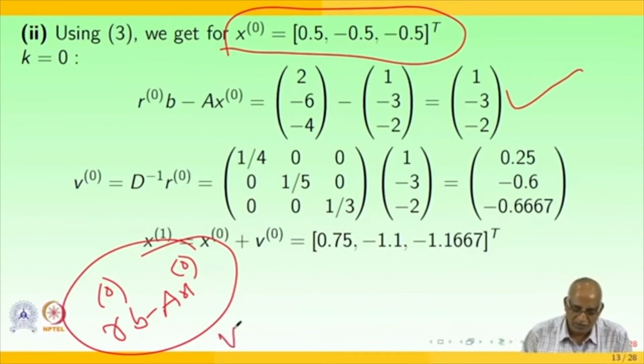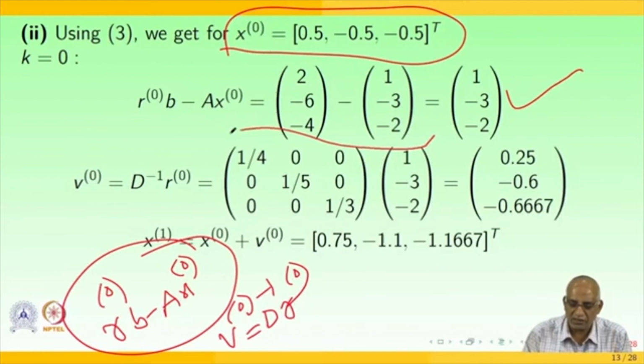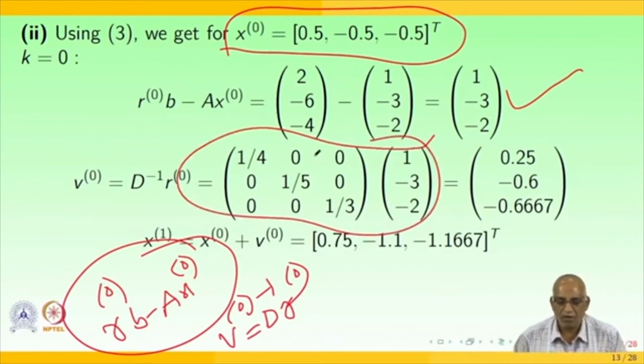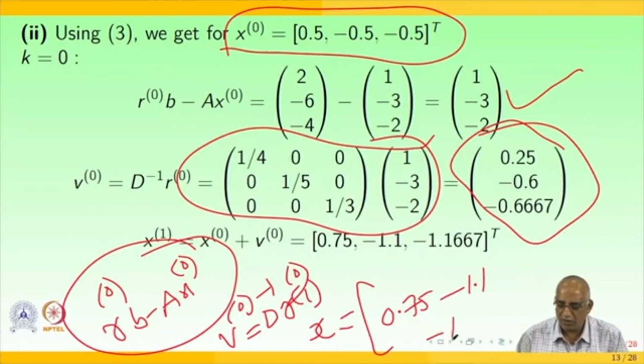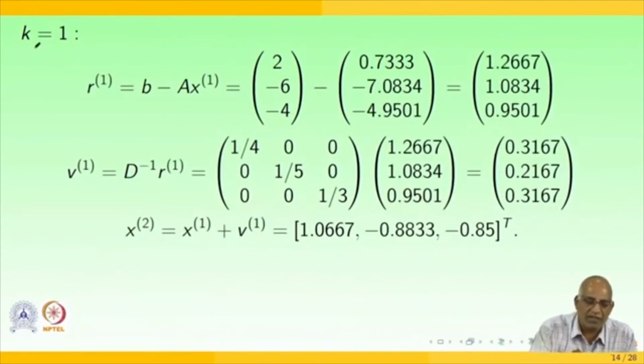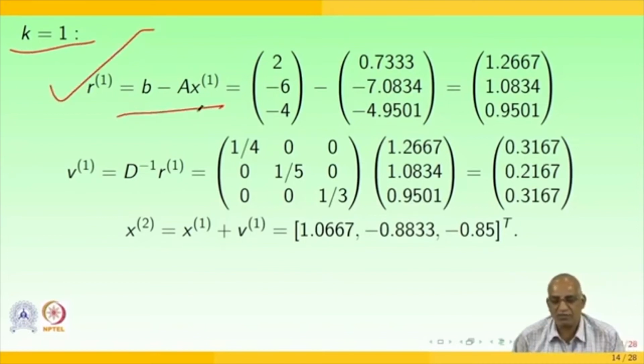And this V of 0 is nothing but D inverse of R0. So you get like this, D inverse of R0, so you get a vector like this. So therefore, x of 1 you could write it as 0.75, minus 1.1, minus 1.1667 transpose. And for k is equal to 1, you write R of 1 is B minus A x of 1.